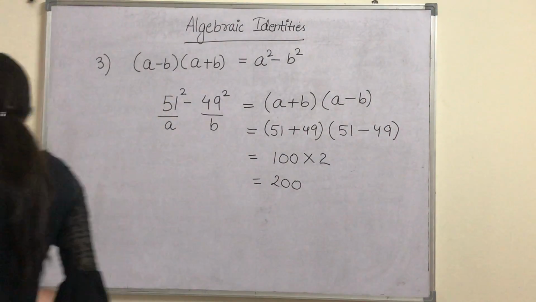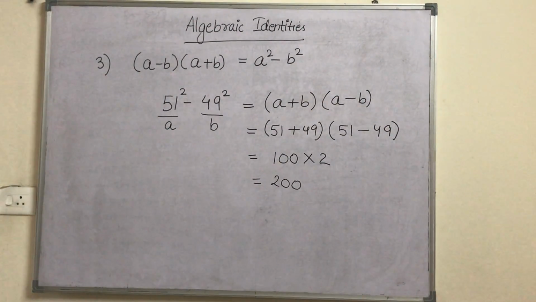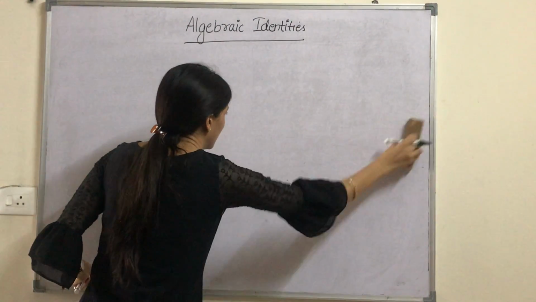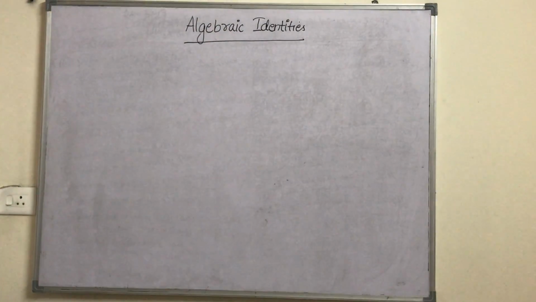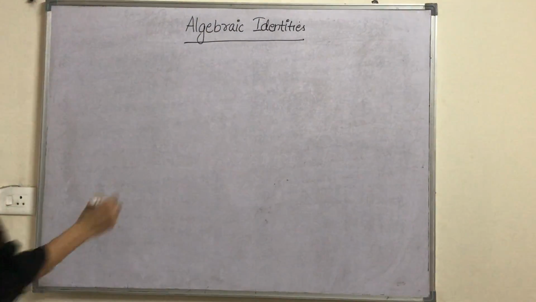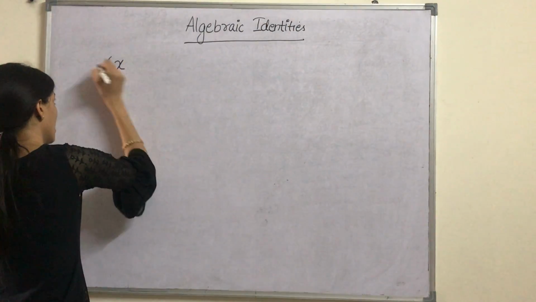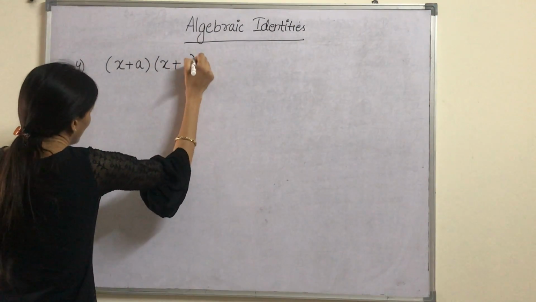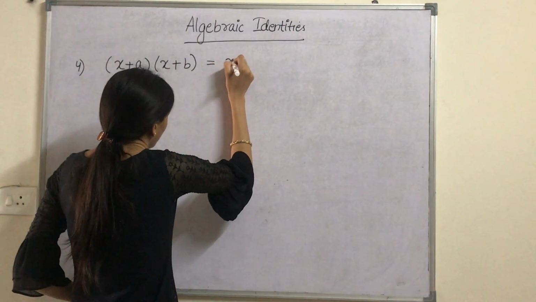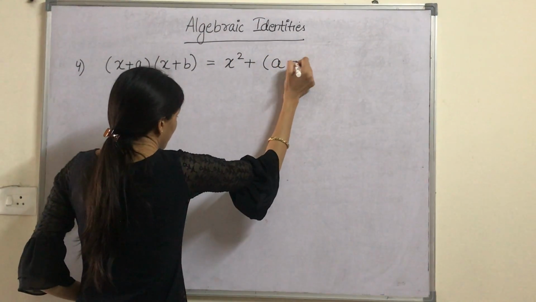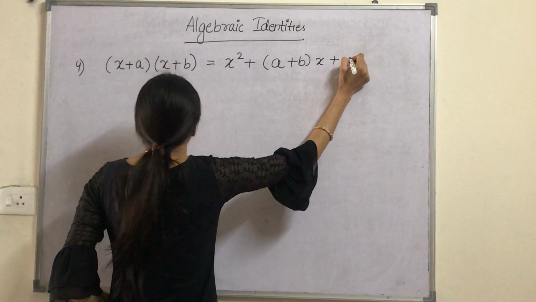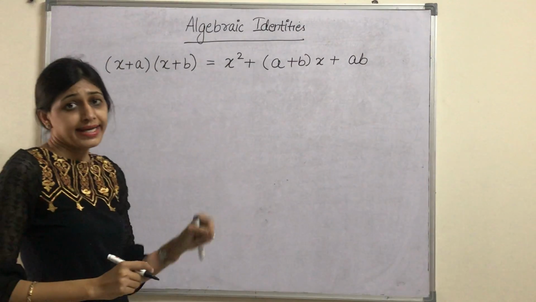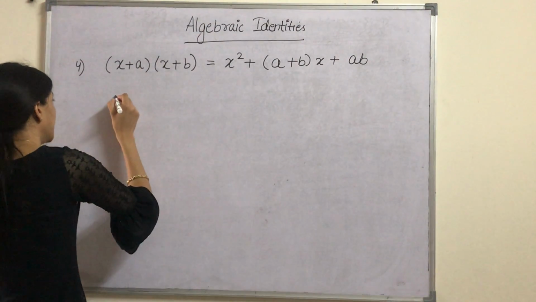Now the fourth identity. What is the fourth identity? (X plus A) into (X plus B). Fourth identity is (X plus A) into (X plus B) is X square plus (A plus B)X plus AB. Now we will do a question based on the fourth identity.